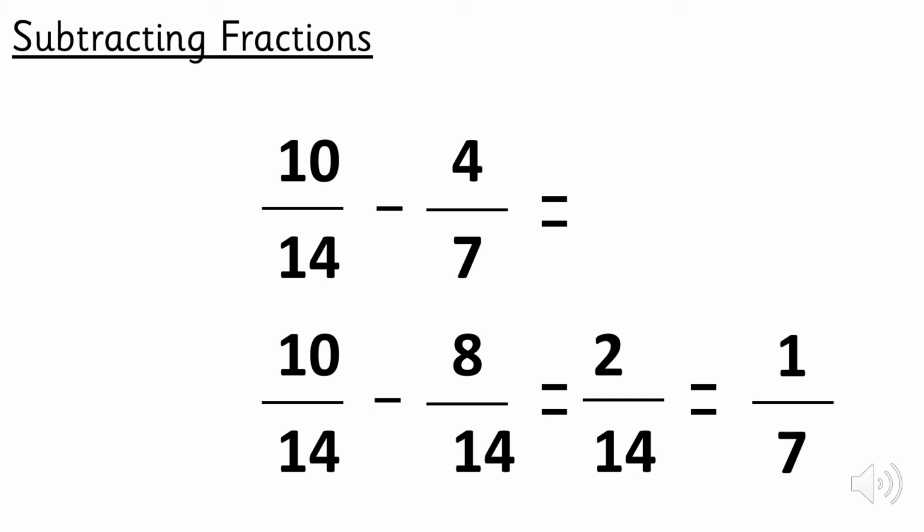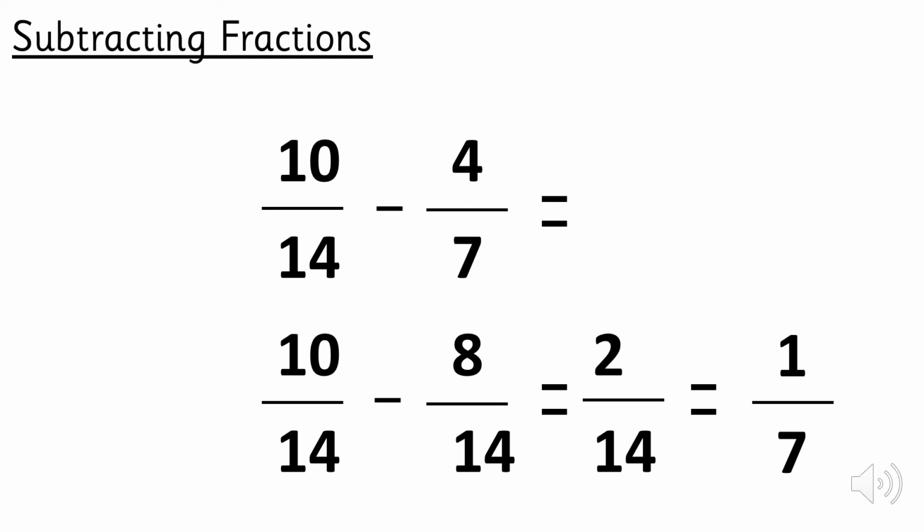2/14 is my answer. And I'm going to simplify my answer. When we simplify a fraction, we put it in its simplest form. 2/14 I know can both be divided by 2. 2 divided by 2 is 1. 14 divided by 2 is 7. 2/14 simplified is 1/7. That fraction can't get any smaller.